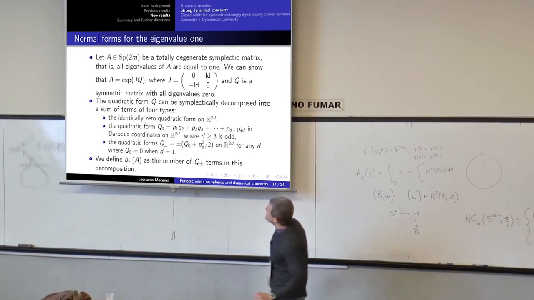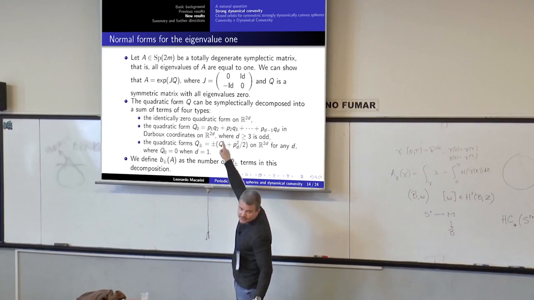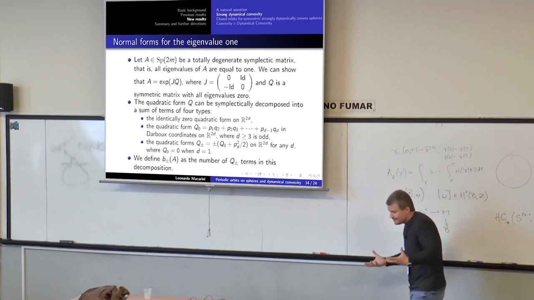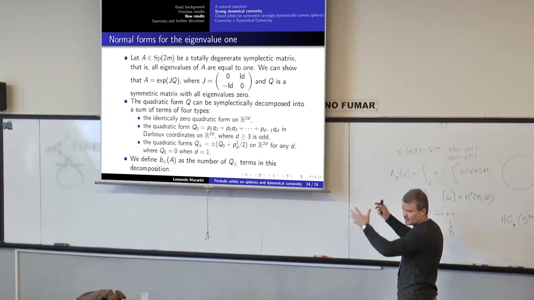And we define b plus minus as the number of q plus minus that appear in the normal form. Okay, this is a technical condition, but it's important. So b plus minus are the number of times that the third normal form appears for the matrix.